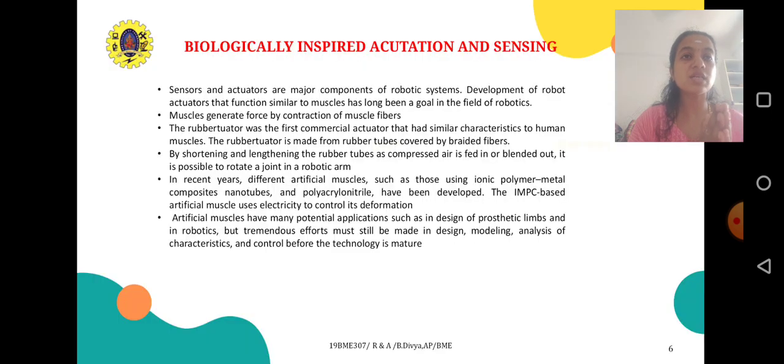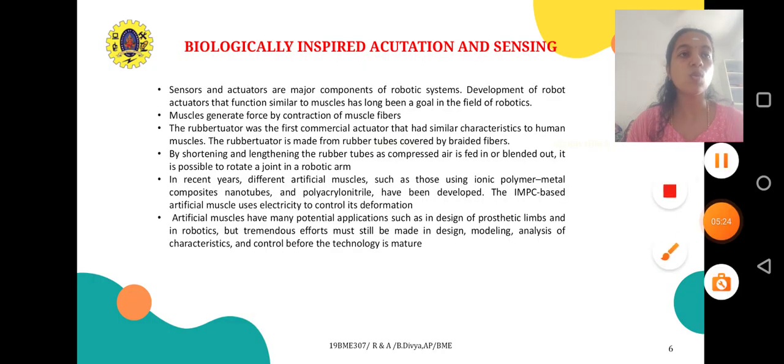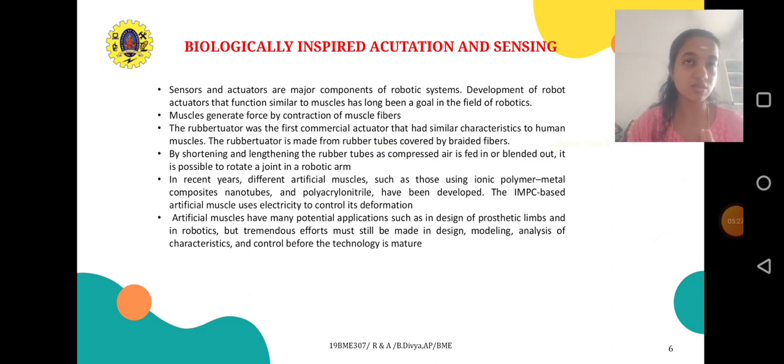Next, biologically inspired actuators and sensors. What are they? As we all know, sensors and actuators are the major components of robotic systems. Development of robotic actuators that function similar to muscles has long been a goal in the field of robotics.